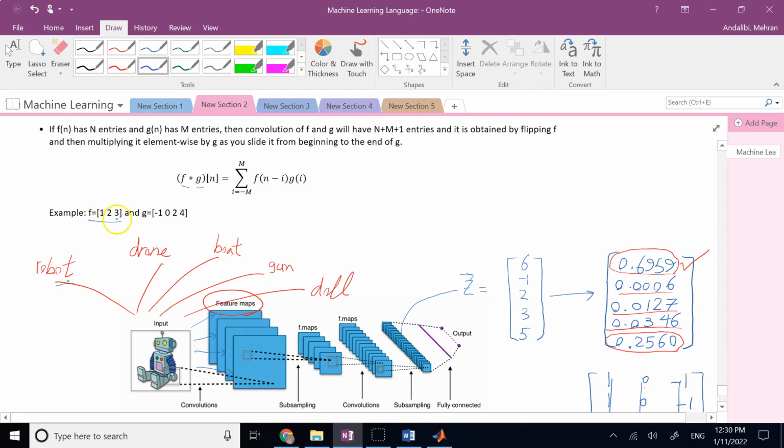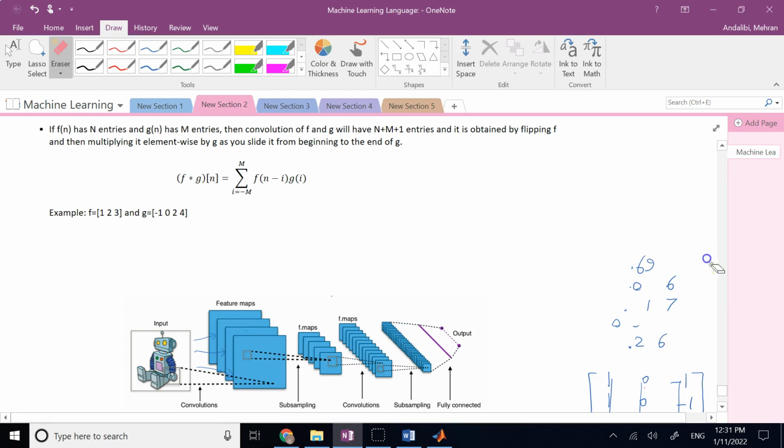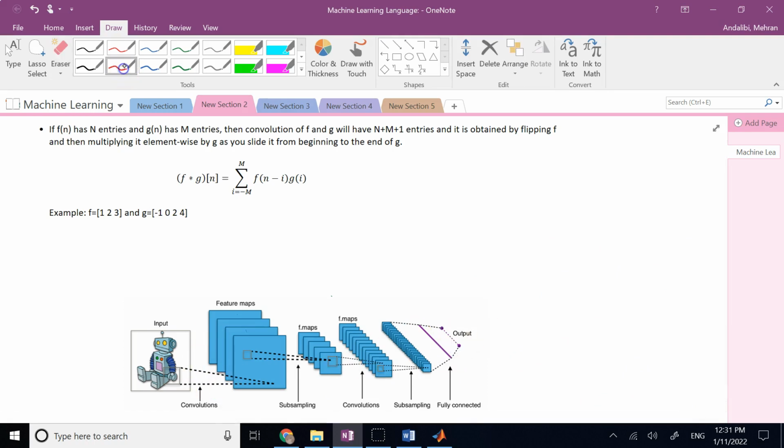Then you put that filter, that kernel, you might also call it a filter, over the entries of the other vector, and then slide it, and that gives you a convolution. Now, what does that really mean? So here, let's say my vector f is 1, 2, 3, and my vector g is -1, 0, 2, and 4. And I say, what's the convolution of f and g here?